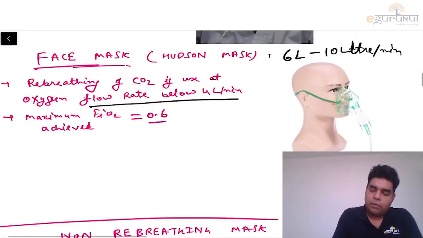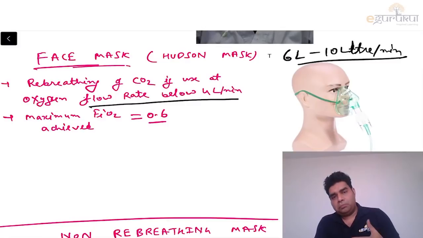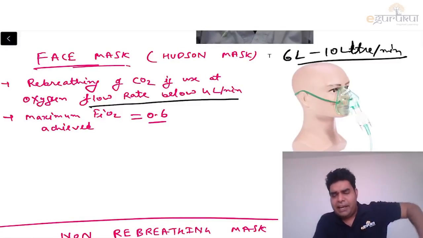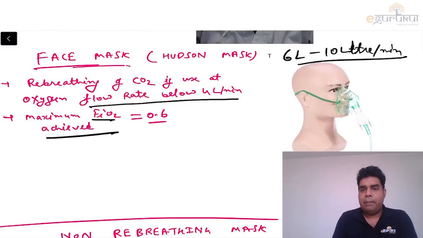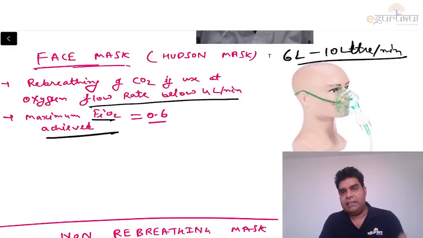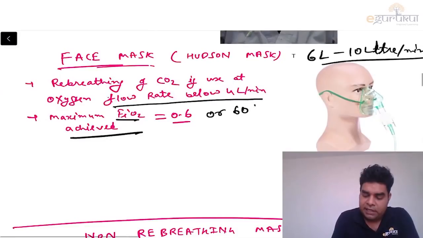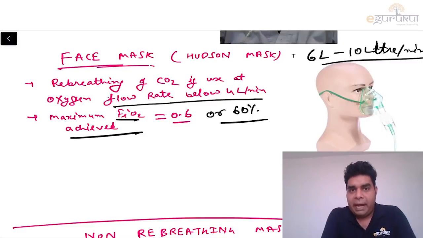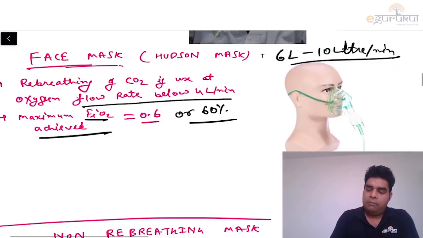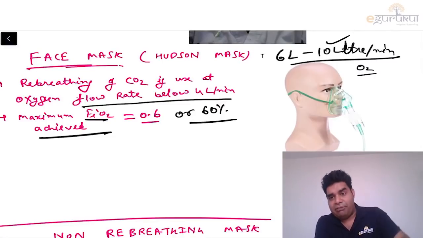If we are using a face mask for more than 10 liter per minute, then the FiO2 will not be very high, and there will be wastage of oxygen, because the maximum FiO2 that can be achieved, the maximum fraction of oxygen in the inhaled air, is 0.6 or 60%. So we cannot have a very high amount of oxygen by using a face mask. So we do not give more than 10 liter per minute of oxygen to patients who are on a Hudson mask or face mask. So what do we use next after the face mask?